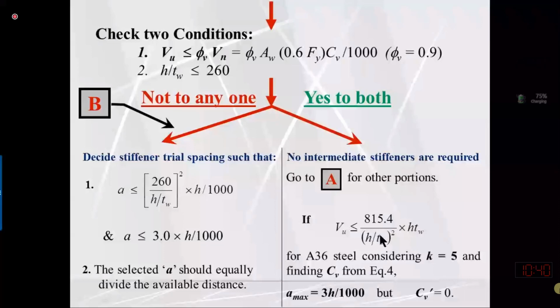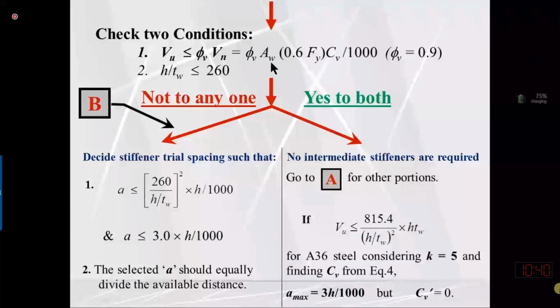So for A36 steel, considering kv value is equal to 5 and finding Cv from equation number 4, no need to check this condition. You have already checked this condition. Actually this formula is simplified from here because we have compared these two conditions. So if these two conditions are satisfied, we do not require intermediate stiffeners.